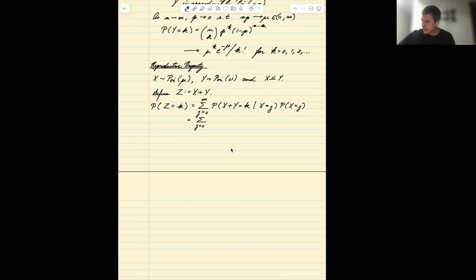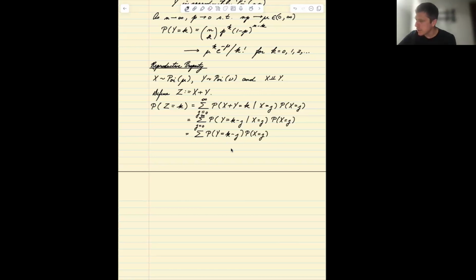Well, if X is equal to J, then this is equal to the probability that Y is equal to K minus J, given that X is equal to J, times the probability that X is equal to J, by substituting J in for X. And then realizing that this event only depends on the variable Y, and the condition only depends on X, and X and Y are independent, it's the probability Y equals K minus J, times the probability that X is equal to J.